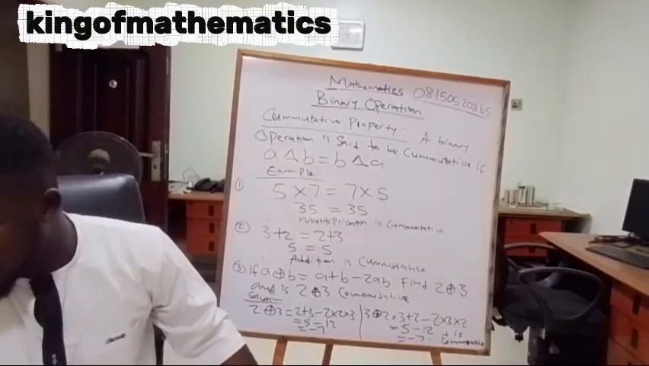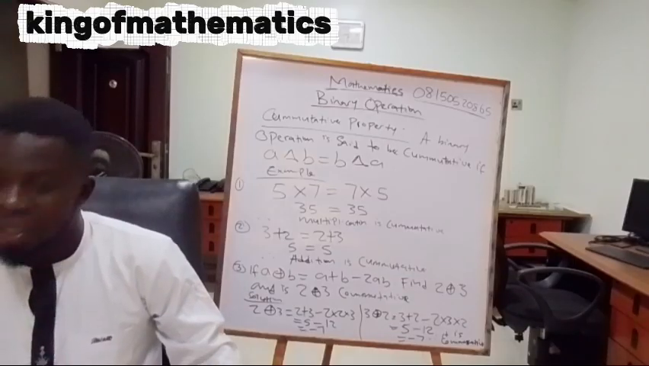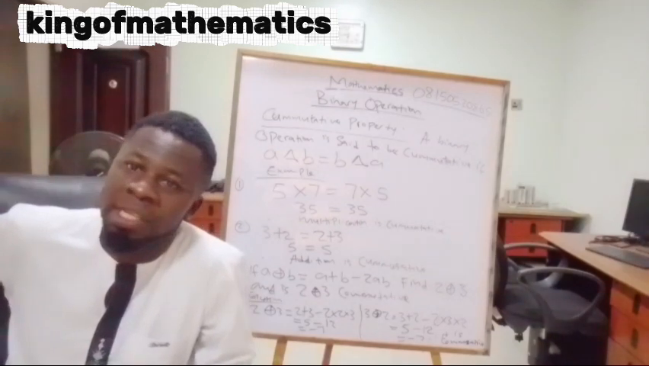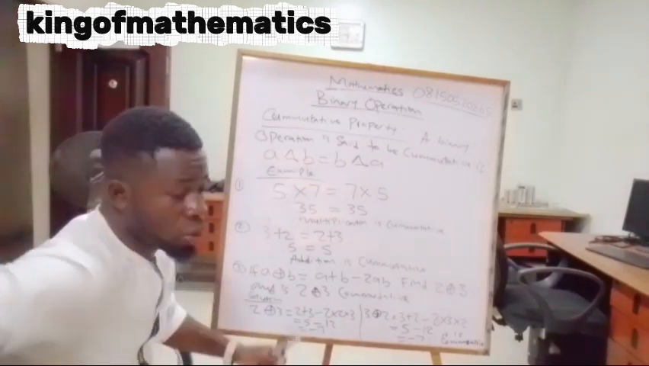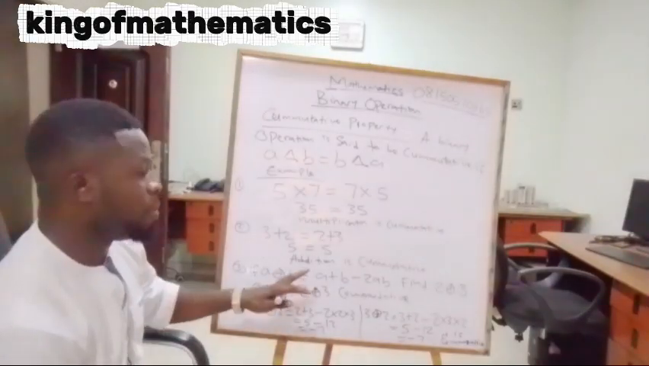So the next one that I would like us to go into is what we call the associative property. So I'm going to rub off the board so that you understand.